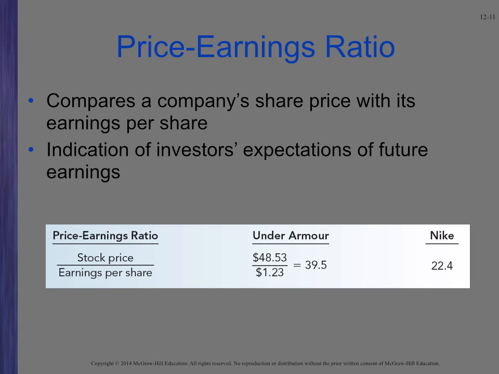Stocks commonly trade at a PE ratio somewhere between 15 and 20. So as you can see, both Nike and Under Armour are trading at a ratio higher than 15 to 20. Under Armour has a very high PE ratio. 39.5 is way above the threshold of 20. It appears that at least at this point in time, investors are more optimistic about Under Armour's future earnings potential than Nike's, as shown by the price they're willing to pay for Under Armour stock.